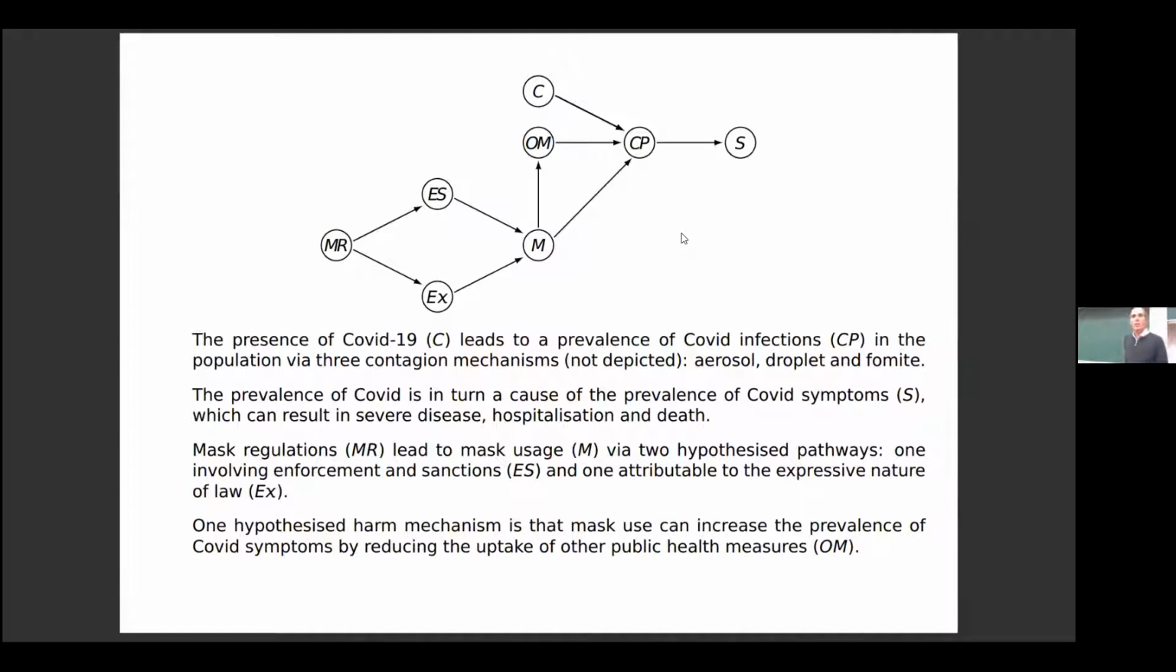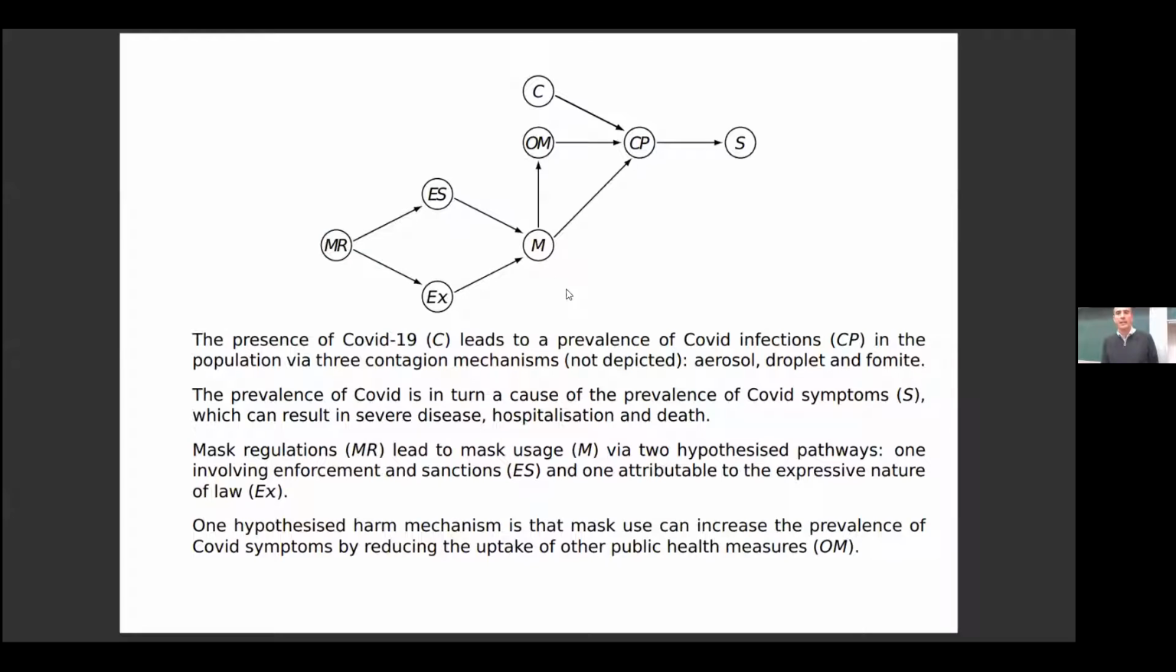So let's have a look at the mechanism hypotheses first, so that we can get a sense of the problem. The problem here is that the prevalence of COVID-19 leads to COVID symptoms. COVID symptoms can be severe. They can lead to hospitalization and death, as we well know. So that's the problem claim that we first need to test. Then we're going to go on to the intervention claim, the benefit claim, and a harm claim.